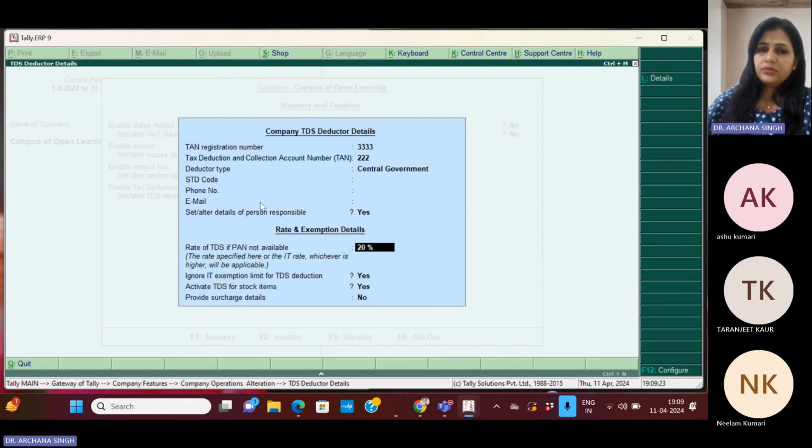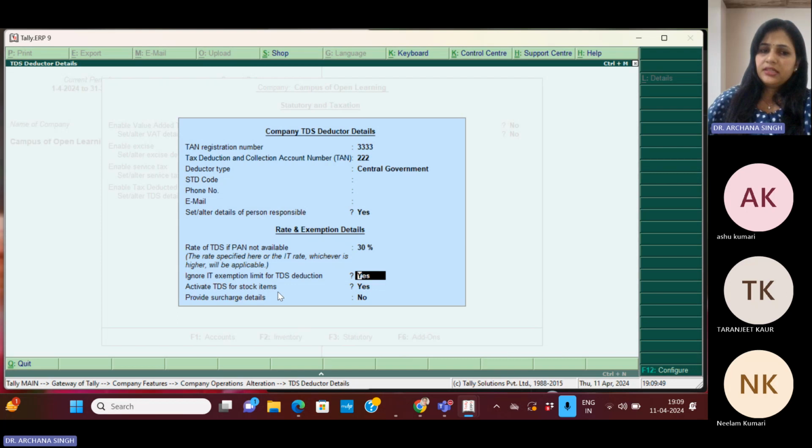the person who is responsible, then there is the next thing, rate and exemption details. What it is, rate of TDS, if PAN is not available, what rate you had to decide, whether it is 30% or 20%. Then the rate specified here, or the IT rate, whichever is higher, will be applicable. Then ignore the IT exemption limit for the TDS. Agar ignore करनी है, then you had to select the option yes.